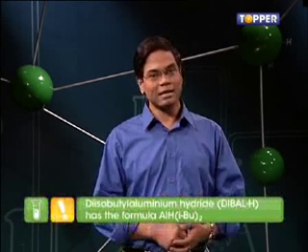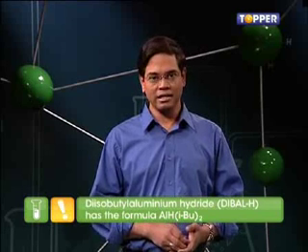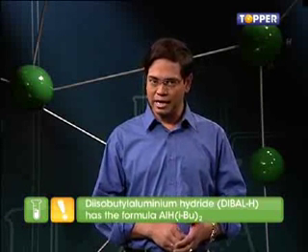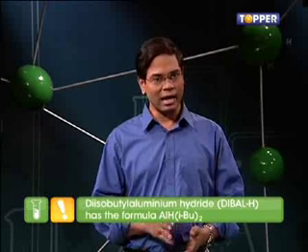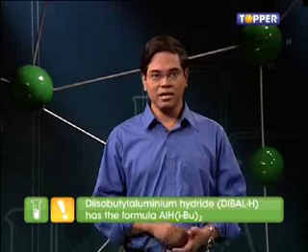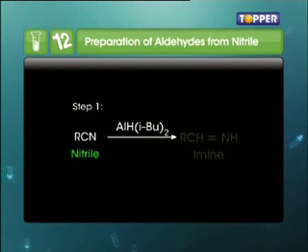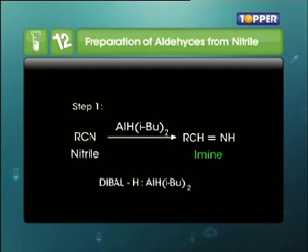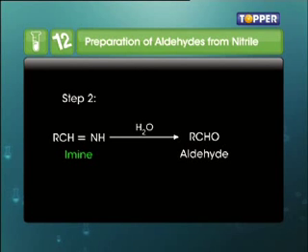Do you know that a chemical reagent called diisobutyl aluminum hydride is also used to prepare aldehydes from nitriles? This reagent is also known as DIBAL-H. Let's see what happens in this reaction. Here, nitriles are getting reduced to imines by diisobutyl aluminum hydride. Imines then get hydrolyzed to aldehydes.